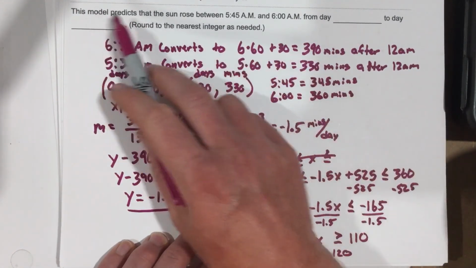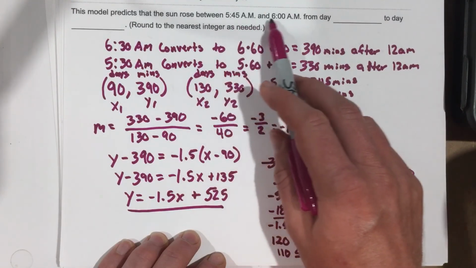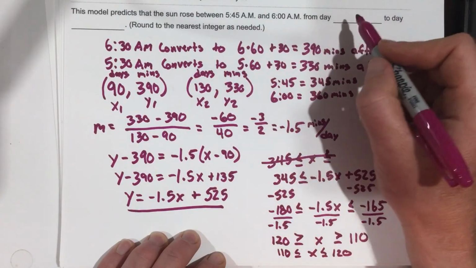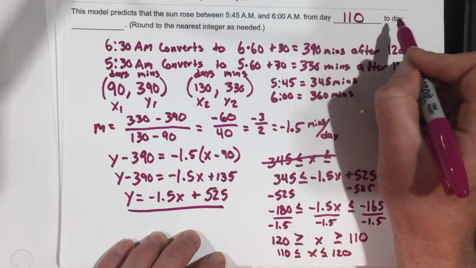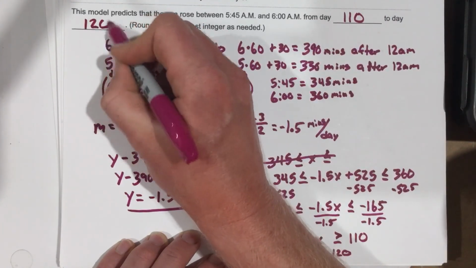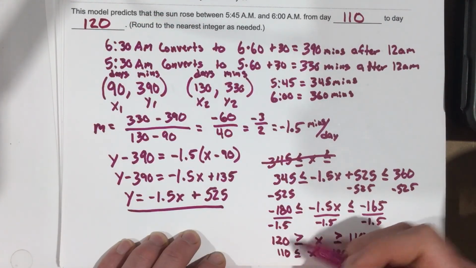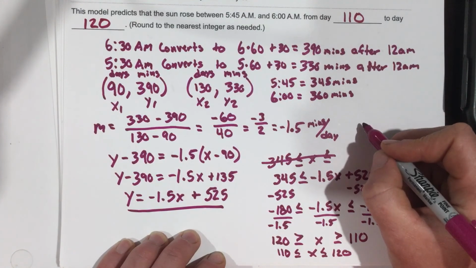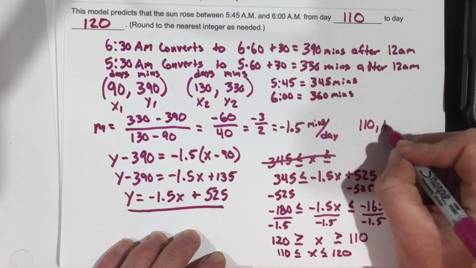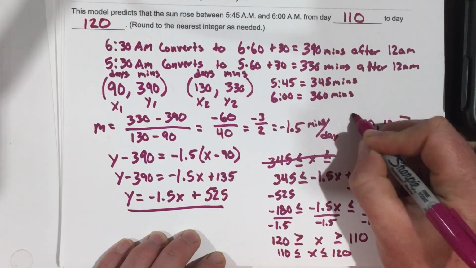So the model predicts that the sun rose between 5:45 a.m. and 6 a.m. from day 110 to day 120. And we could write that in interval notation by saying 110, 120 with brackets on each side.